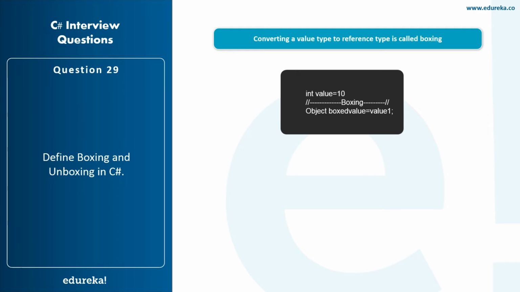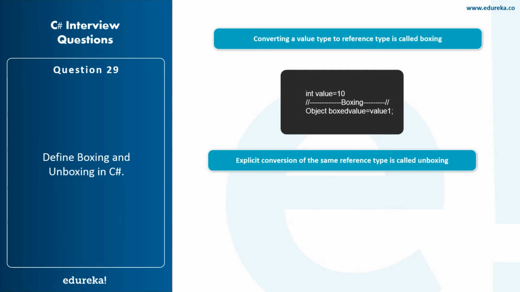So int value is equal to 10. And after that, I am making use of boxing. I have written a comment over here, under which I have created an object, boxed value, and instantiated it by passing the parameter value 1 to this object.